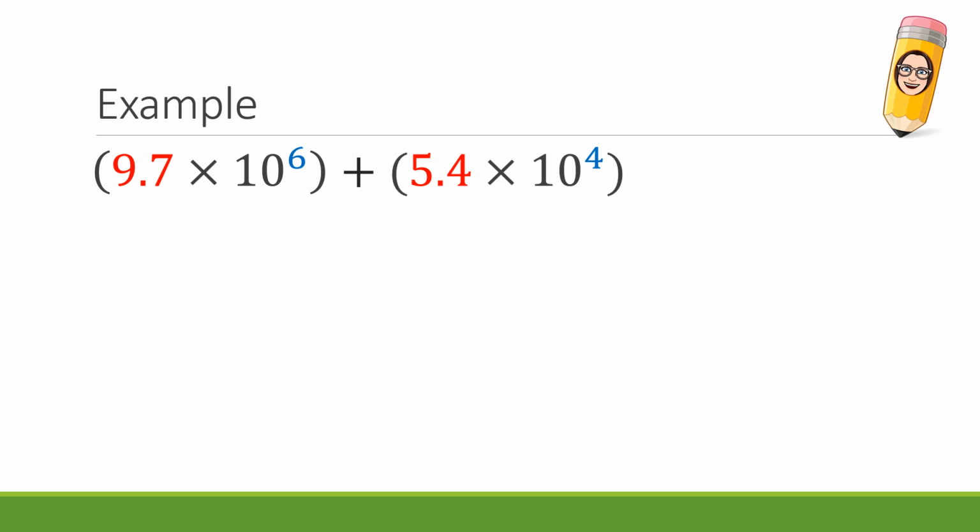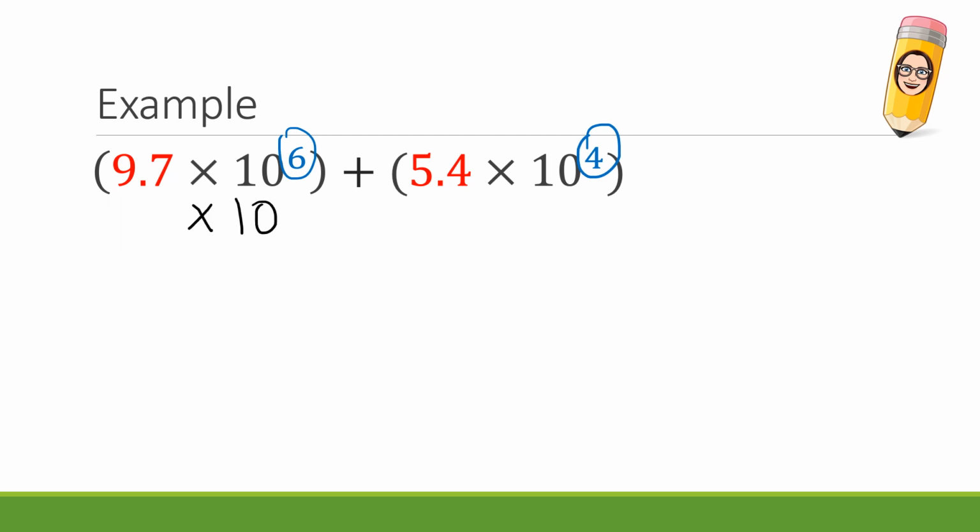So let's try this out. Step 1, I need to make the exponents the same. Currently I have a 6 and I have a 4. I could make them both 6s. I could make them both 4s. Or I could pick a number in the middle and say 5. I'm going to try making the 5, okay?